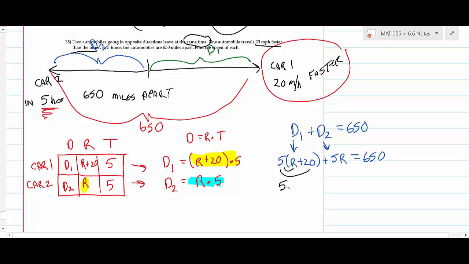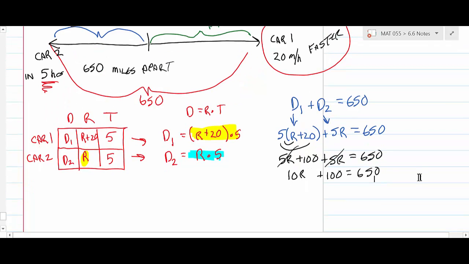Okay, so solve the equation, which is simple now. That's going to be 5R plus 100 plus 5R equals 650. Combine like terms, so 5R and 5R is 10R plus 100 is equal to 650. Now I'm going to subtract 100 from both sides. So that's going to be 10R is equal to 550. Then I can divide by 10. So I get the rate of car 2 is going to be 55.